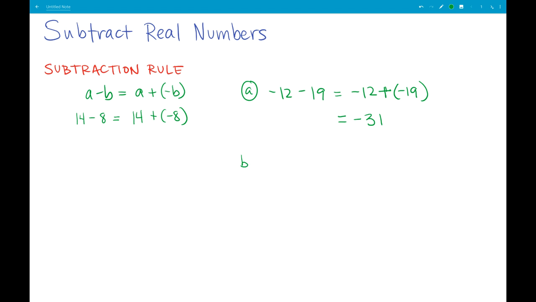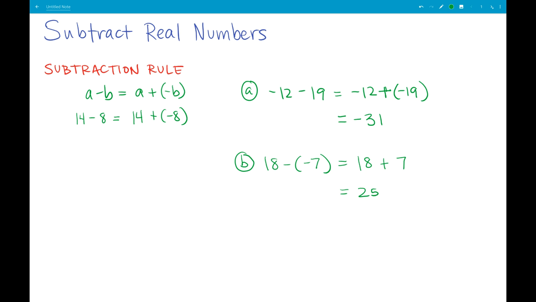Let's look at one more example. Let's call it example B. If I have 18 minus a negative 7, okay, now remember the subtraction rule says that if I'm subtracting a number, I could add its opposite, right? So the opposite of negative 7 is going to be 7. So I could just add the opposite of negative 7, which is 7. Well, that's much easier to do and makes sense, huh? So 18 plus 7 is equal to 25.